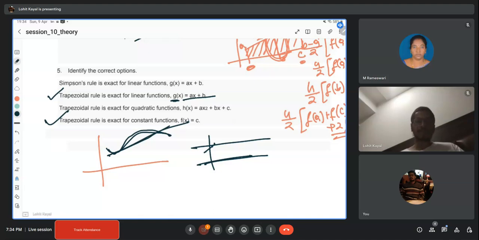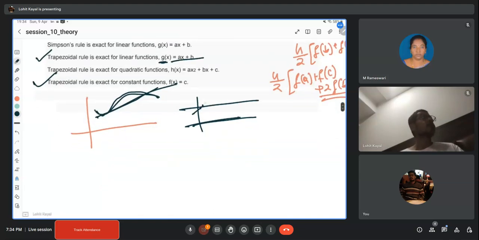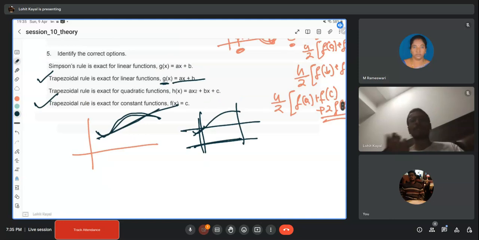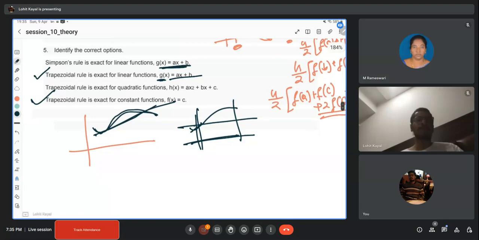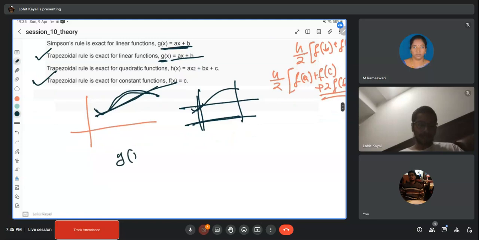Now for Simpson's rule, we connect the points with a quadratic polynomial. If the curve is already a quadratic polynomial, then Simpson's rule will give the correct answer. But here the question says Simpson's rule is exact for a linear function. Obviously, this is also a kind of quadratic polynomial, g(x) equal to 0 into x square plus ax plus b. I can write it in this manner.